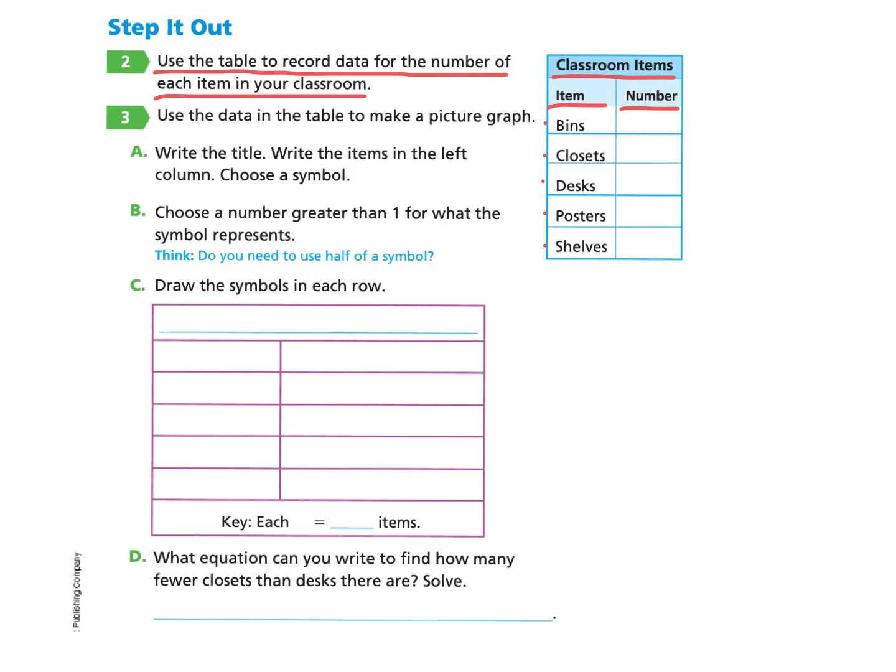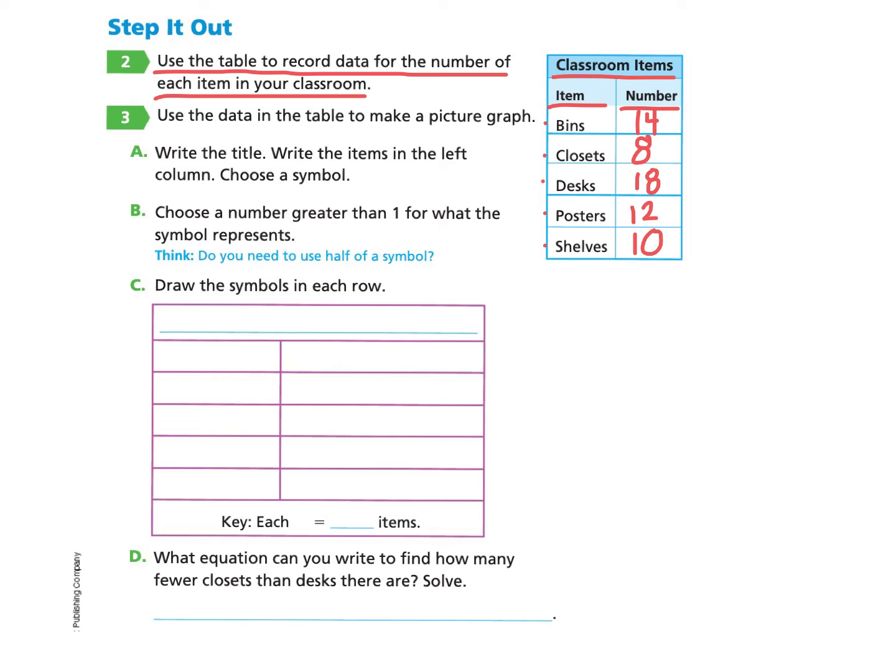So you can look around your house if you want to, and complete this, or you can just follow along with me, and I'm going to go ahead and write some numbers in that I would pretend would be in the classroom. So there'd be 14 bins, 8 closets, 18 desks, maybe 12 posters, and 10 shelves. So you're welcome to write in these numbers if you like, or you may pause and write in your own numbers from around your house.